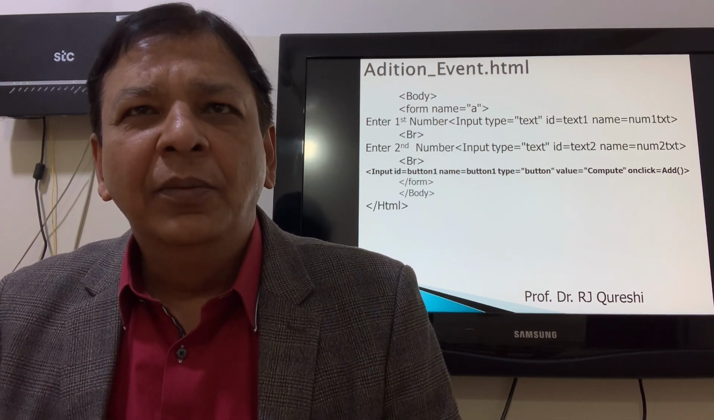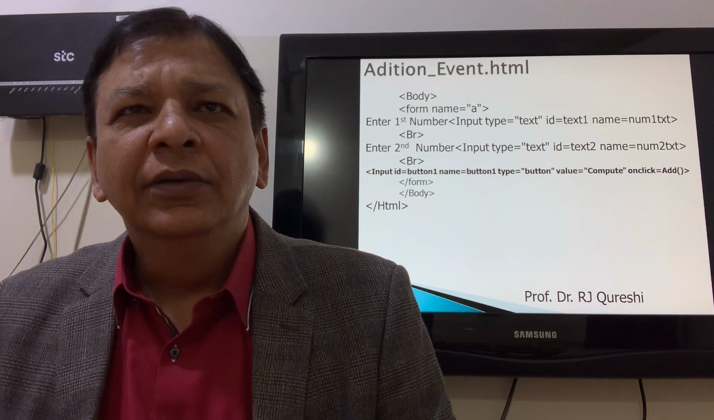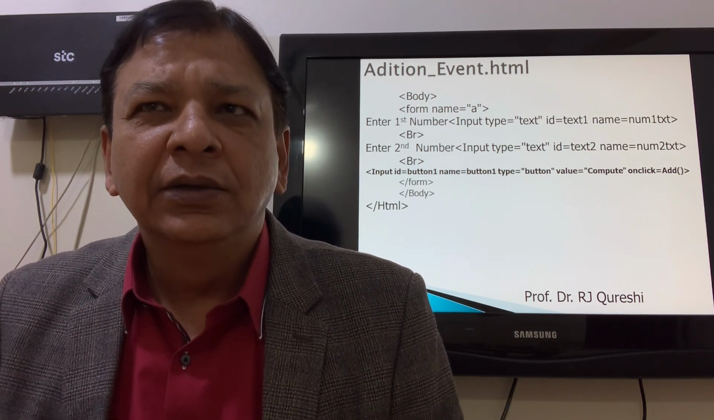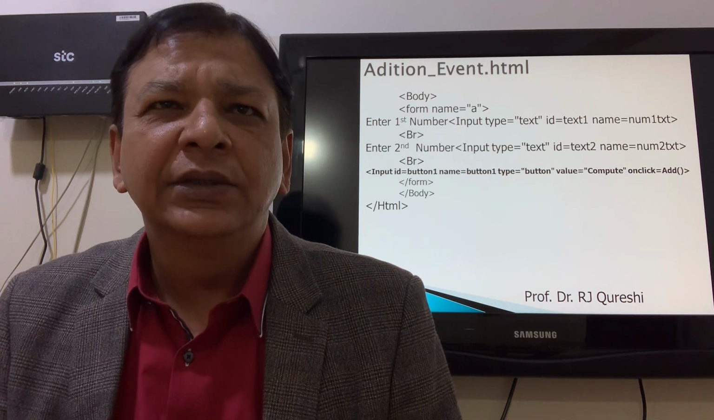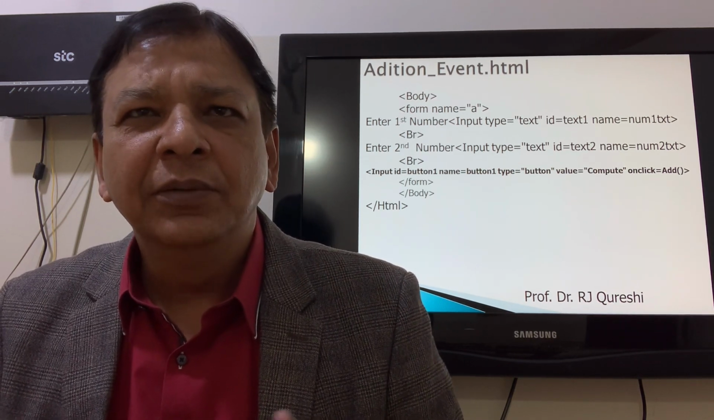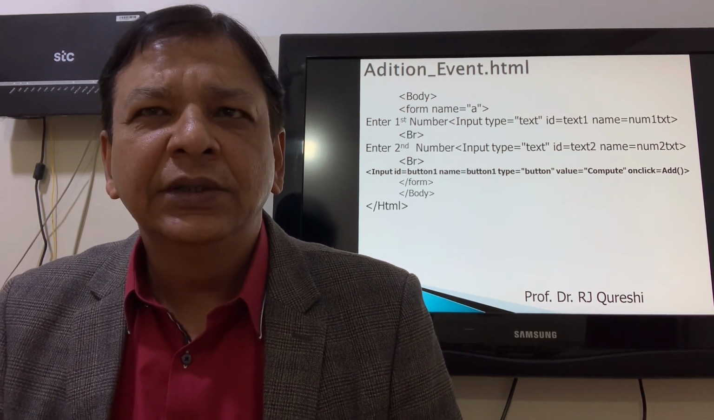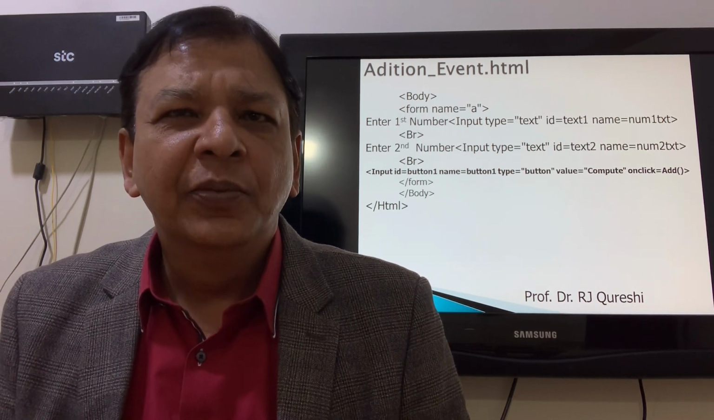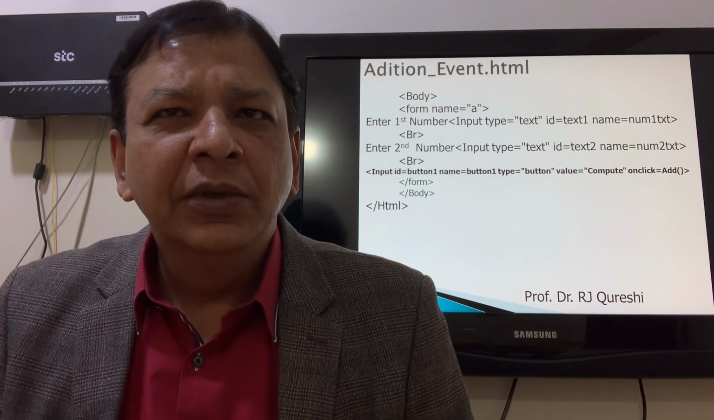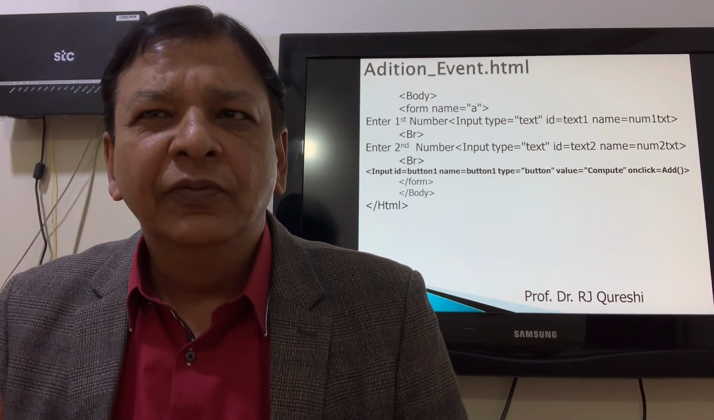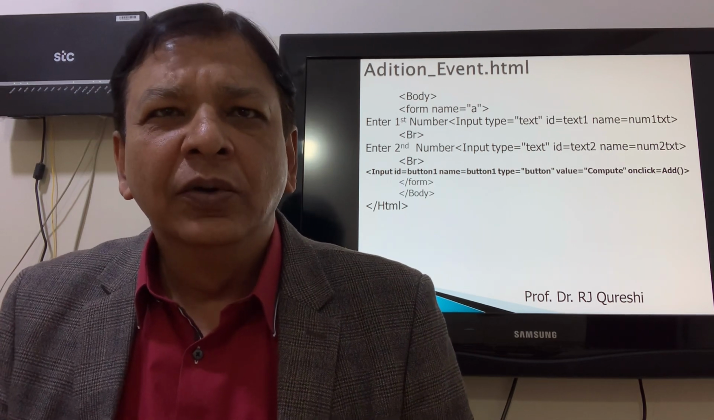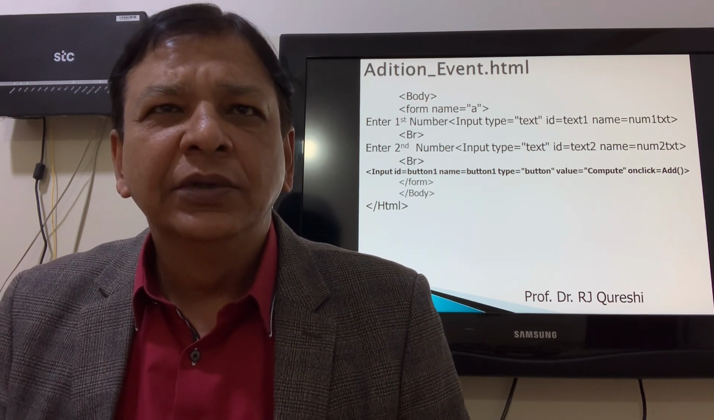Body, form name is equal to a, enter first number. Input type is equal to text, ID is equal to text1, name is equal to num1 txt. Break, enter second number. Input type is equal to text, ID is equal to text2, name is equal to num2 txt. Input ID is equal to button, name is equal to button, type is equal to button, value is equal to compute, onclick is equal to add function. We close the form, we close the body, we close the HTML.